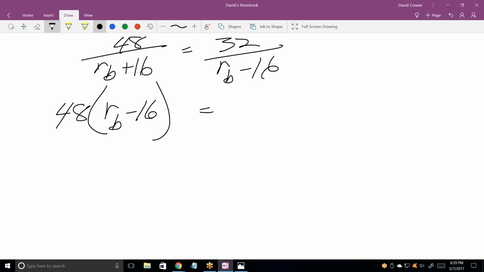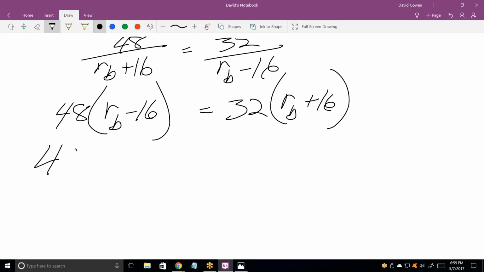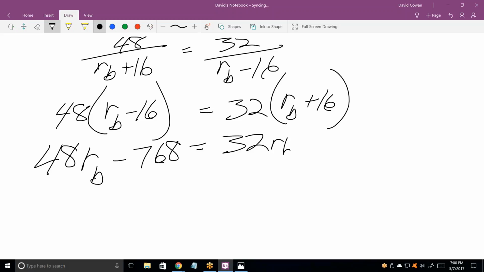This is what I'm doing is cross multiplying. Understand cross multiplying? Alright. Now I got 48 r sub b. What's 48 times 16? 768. That's equal to 32 r sub b.